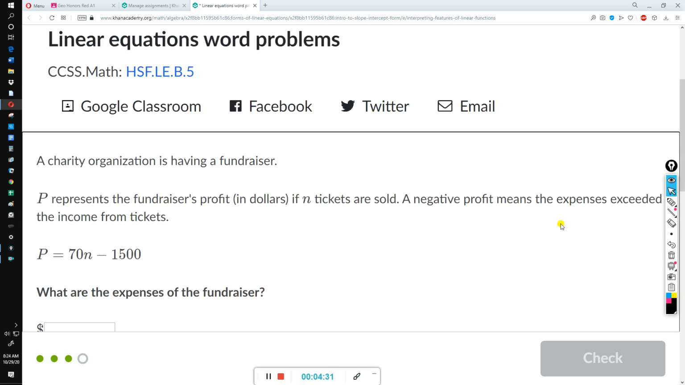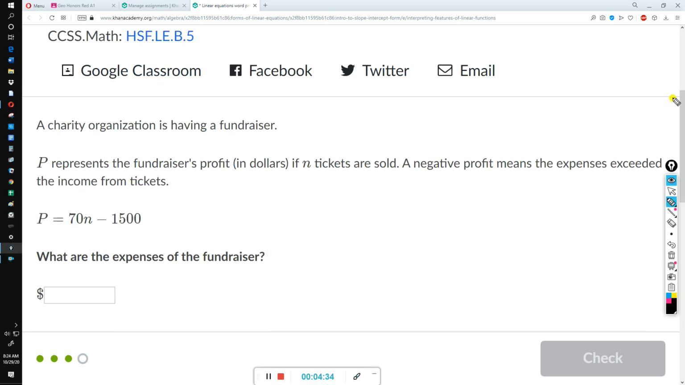All right, here we go. Charity organization is having a fundraiser. P represents the profit in dollars. N is the number of tickets. A negative profit means the expenses exceeded the income. What are the expenses of the fundraiser?